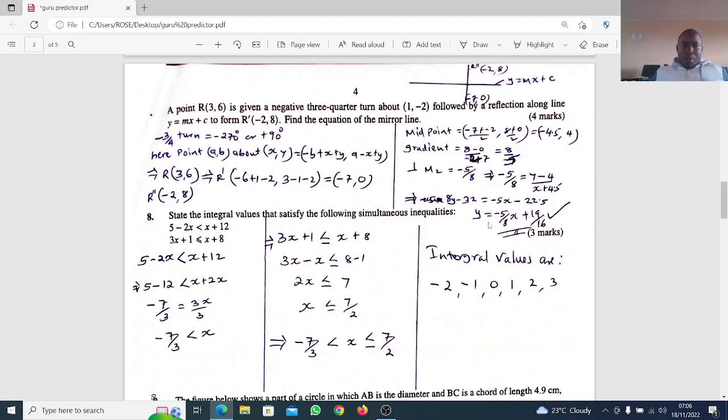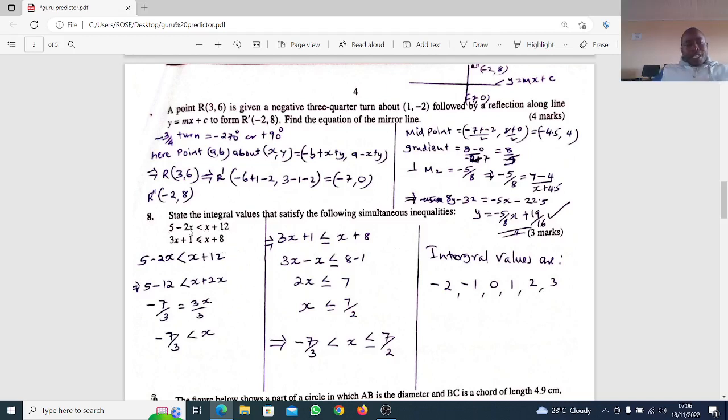We go to question number 8. State the integral value that satisfies the following simultaneous inequalities. So we have two inequalities, those are simultaneous inequalities. 5 minus 2x is less than x plus 12, and 3x plus 1 is less than or equal to x plus 8. So we solve this first.